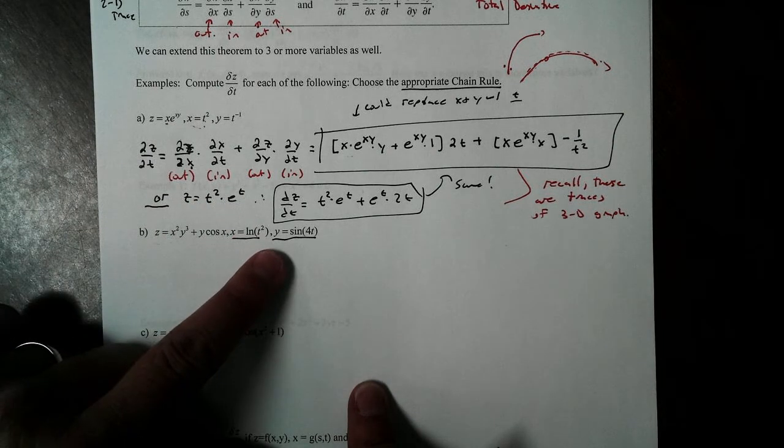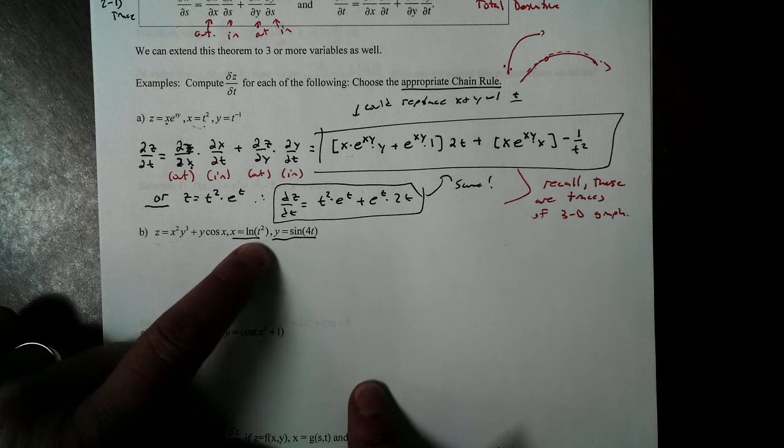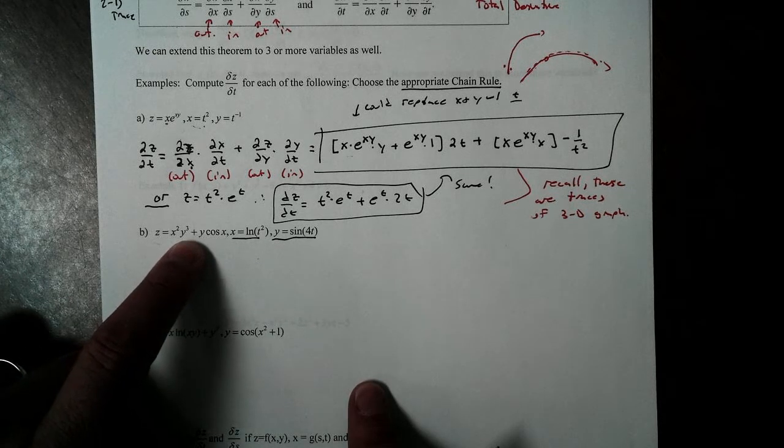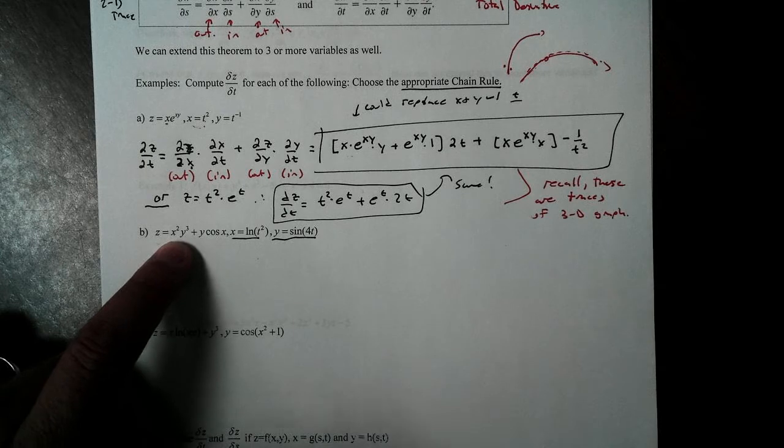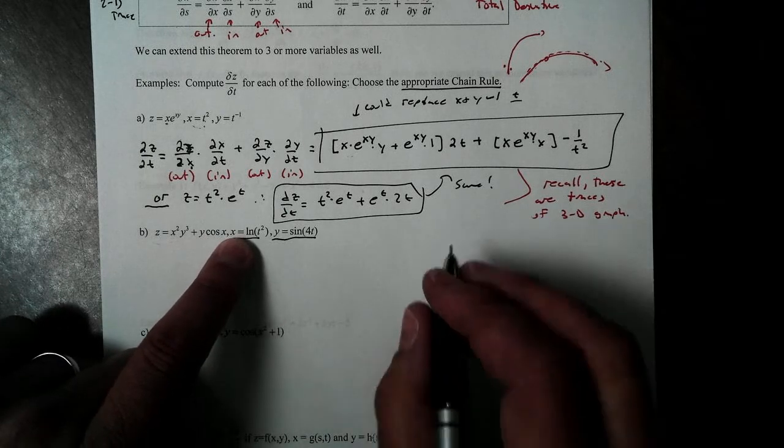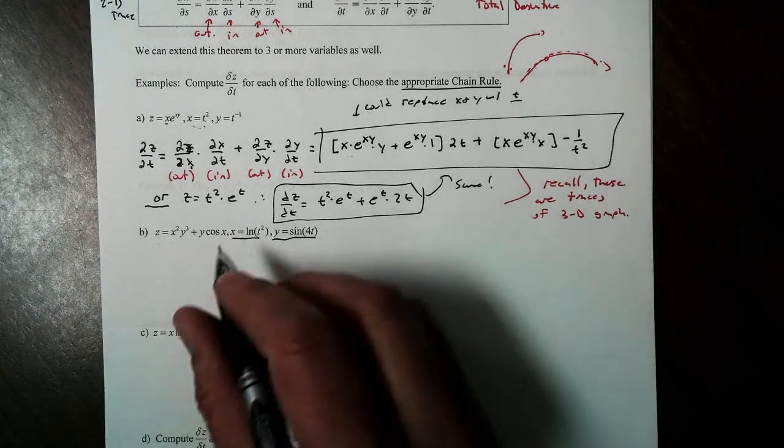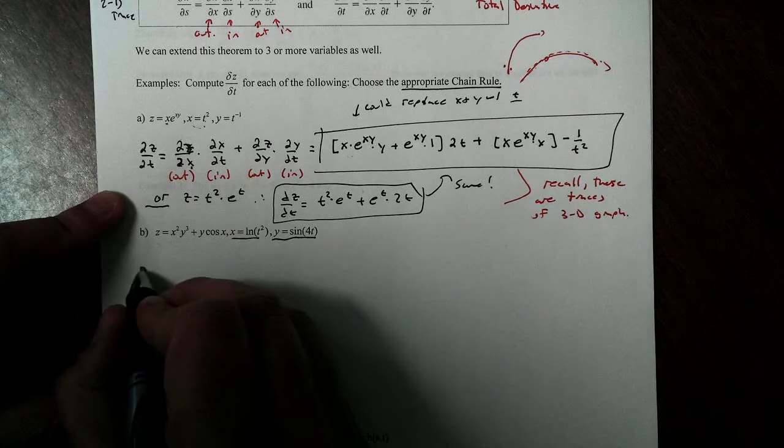But this one, I'm replacing natural log of t squared, and then I'm going to what? Oh yeah, square that. That's a lot of nasty little chain rules right there. So for this one, I might choose to use my total derivative.